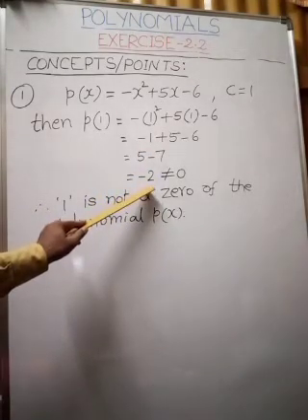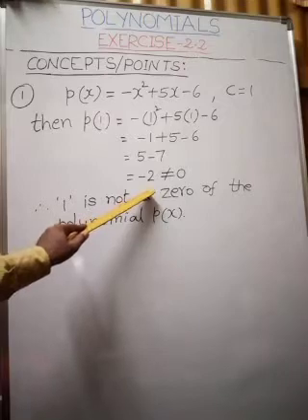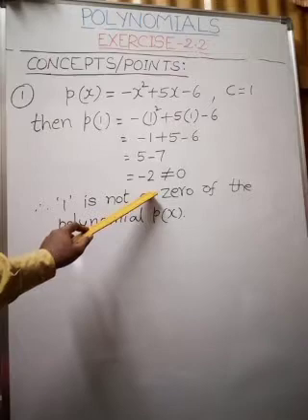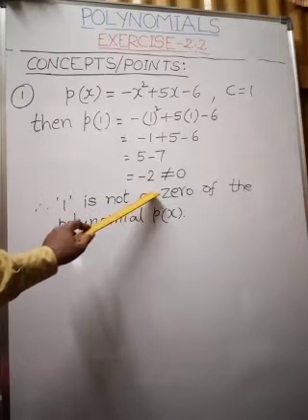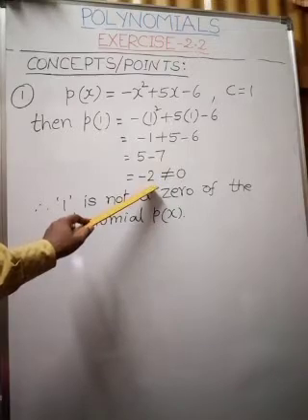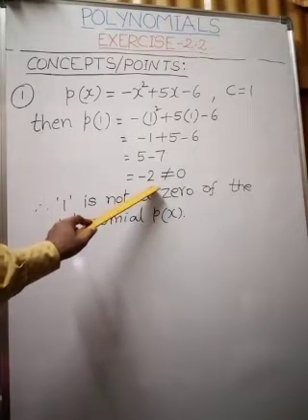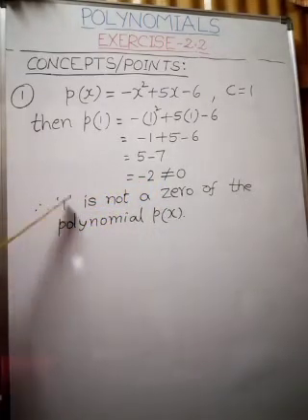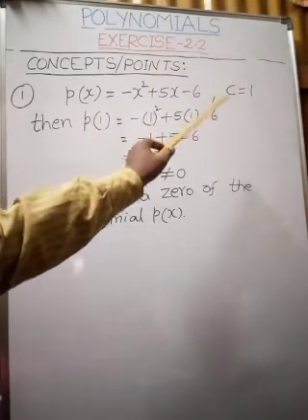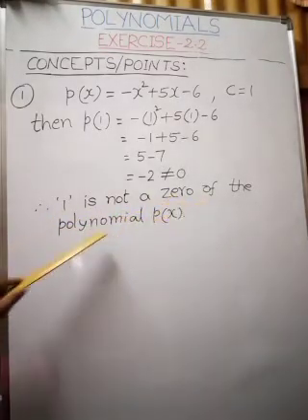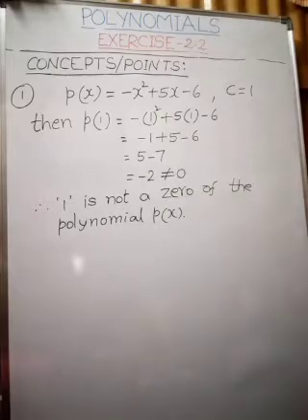Finally, what you got here? Minus 2. Is it a 0? It is a non-zero number. It may be a positive number, it may be a negative number, that is not the matter. But it is not 0. Therefore, 1. What is the number we substituted in the polynomial? 1. So, 1 is not a 0 of the polynomial p of x. Understood, my dear children? Right.